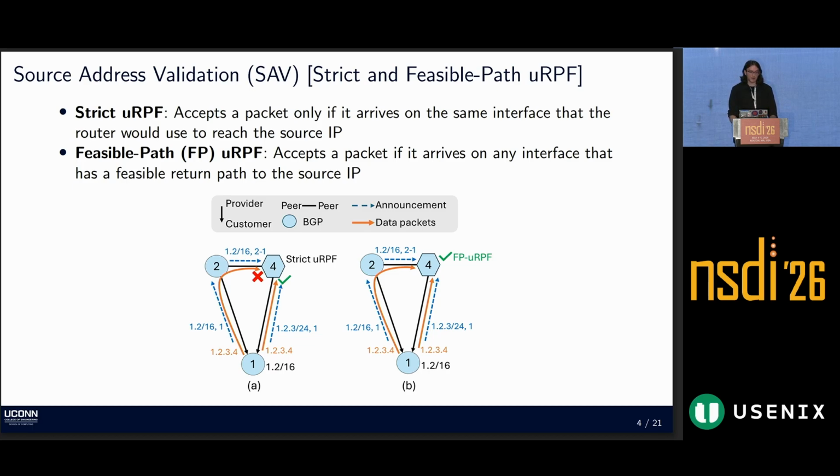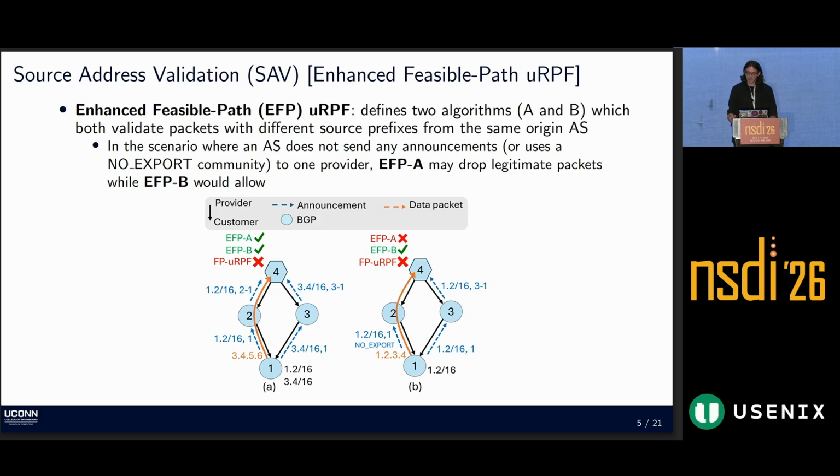Feasible path URPF, shown in figure B, attempts to minimize the false positives caused by strict by accepting packets if they have a possible path on that interface. So rather than the best path, it's just any path. The problem with feasible path is that it doesn't handle the situation in which an AS originates multiple prefixes to different providers. This motivates enhanced feasible path URPF, or EFP.